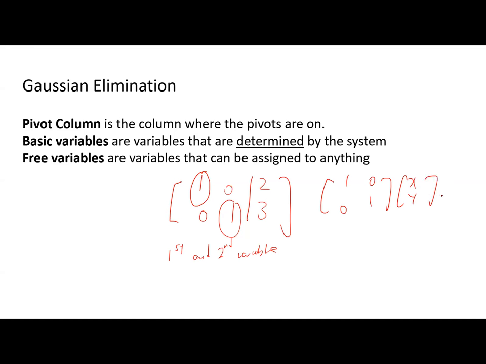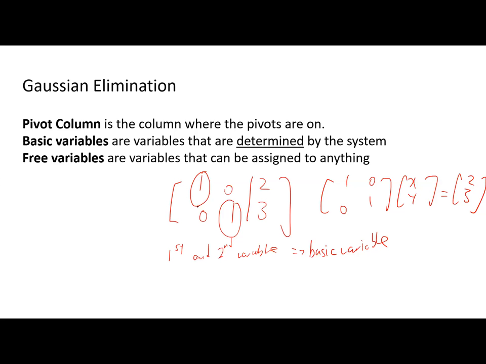[1, 0; 0, 1] [x; y] equals [2; 3]. The first and second variables are what we call basic variables. It means that they are determined by the system. You need to solve x and y and find their exact value, so you cannot change their value.